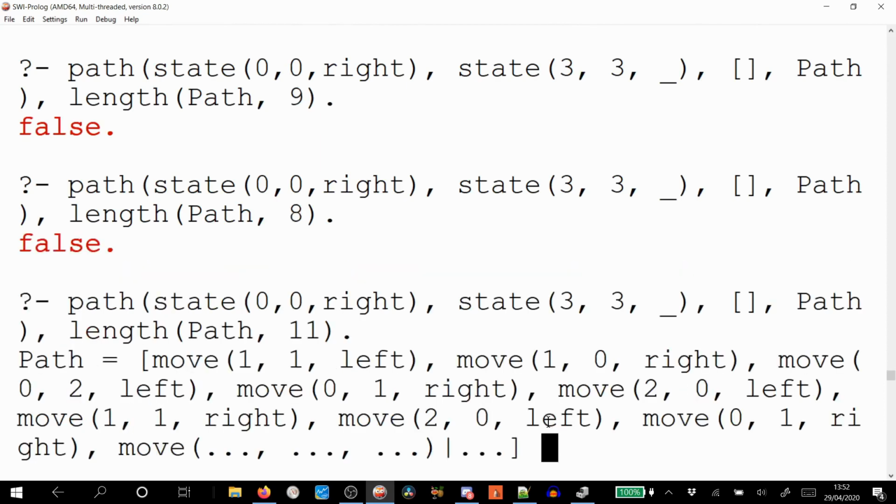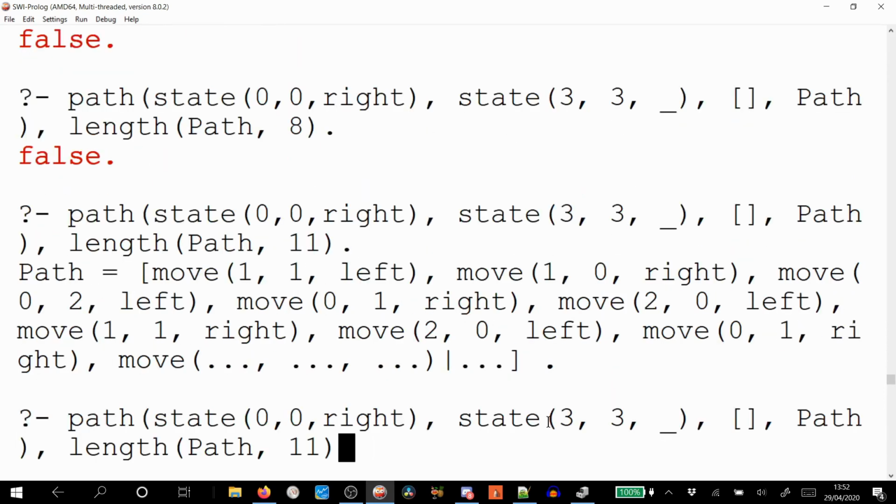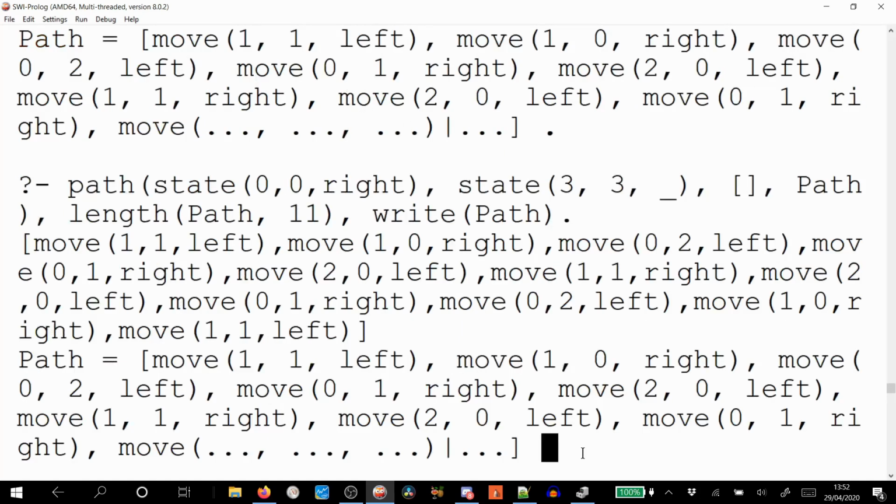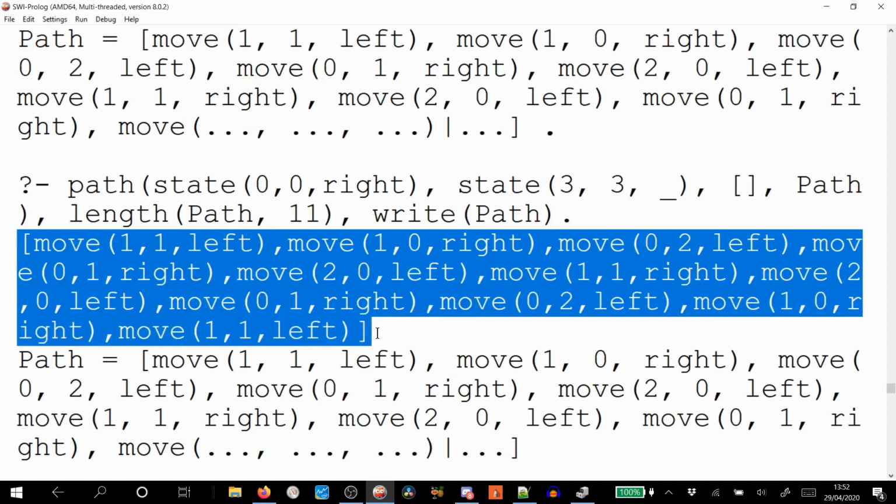Let's check the solution. Write path. We have to use this predicate because here the solutions are not complete. We need to use this predicate to see the full solution, from here to here. Let's check if that works.